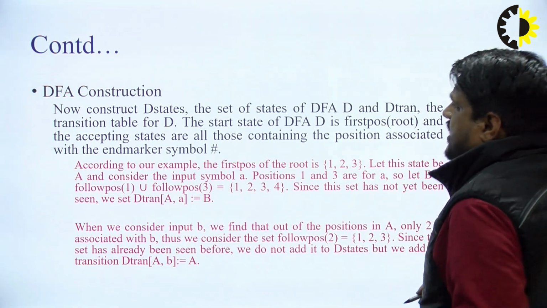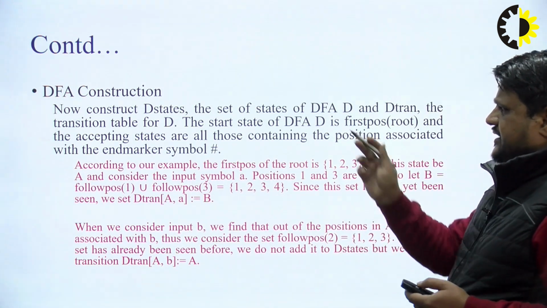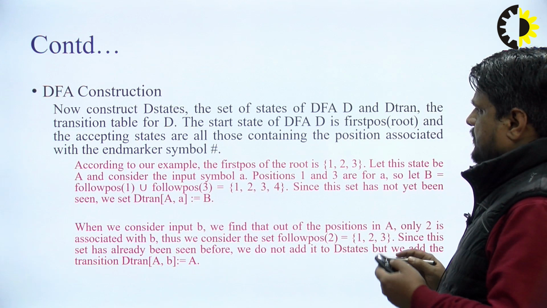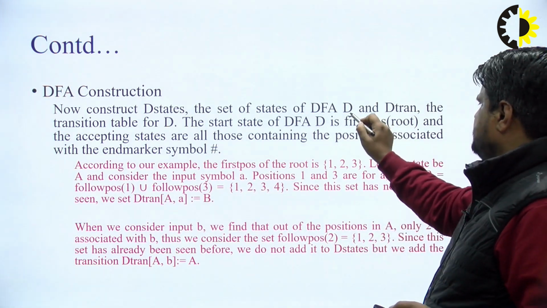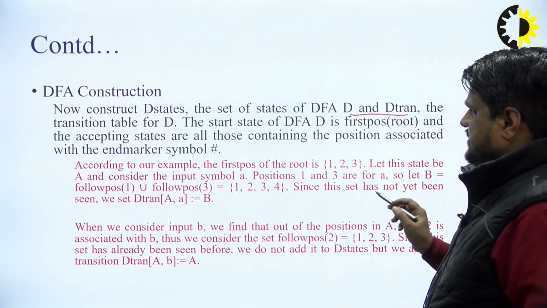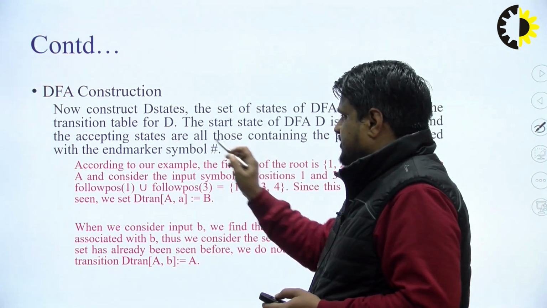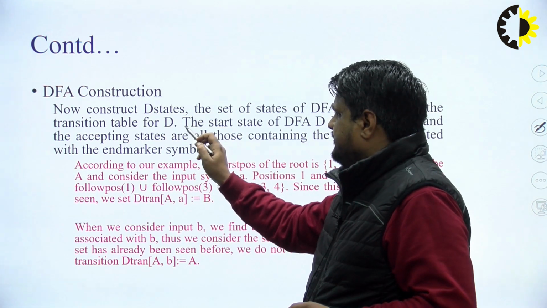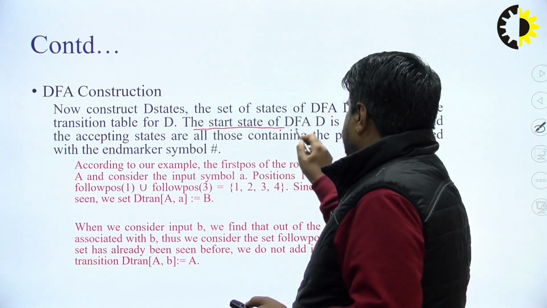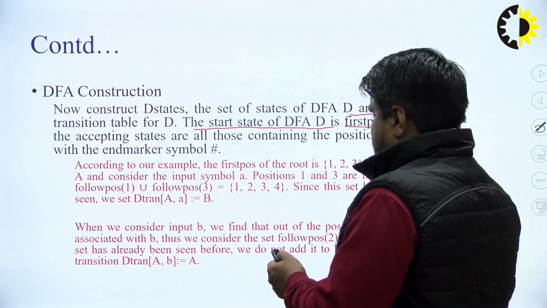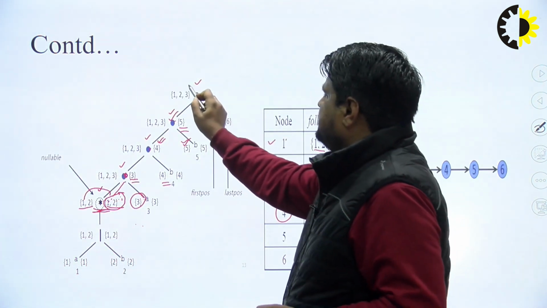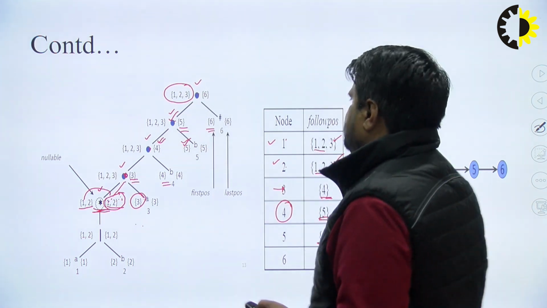Now, how can we construct the DFA? We can construct the DFA by using the set of states of the DFA and Dtran transitions. Dtran is the transition table for the DFA. So we start with the DFA state, the first position of the root. What is the first position of the root here? It is this one, 1, 2, 3.